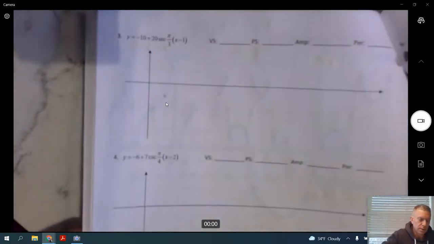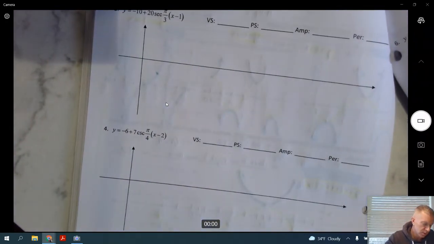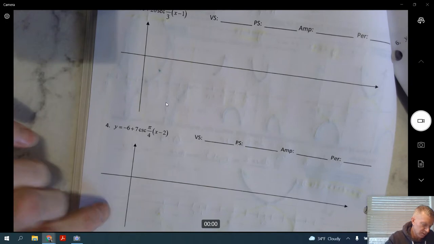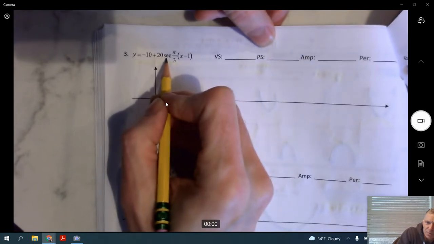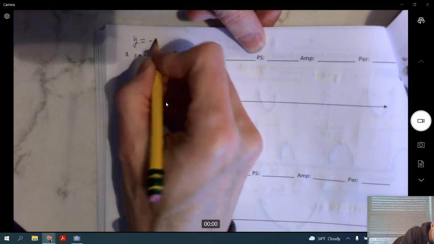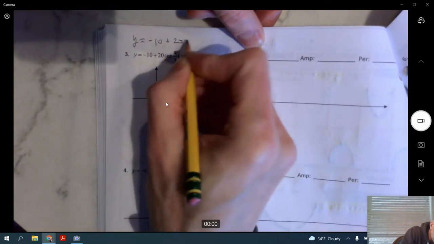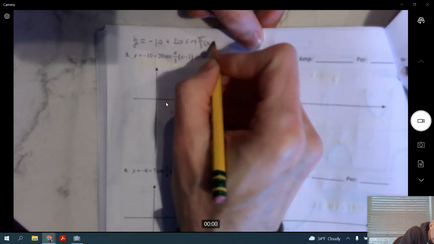And let's see. Let's do, maybe I won't do all of these, but I will post answers for you. But let's do maybe one more of these. Let's do number 3. And then we'll do a tangent and a cotangent. Okay. So this one's secant. So the reciprocal of secant is cosine. So we're first going to graph y equals negative 10 plus 20 cosine of pi over 3 times x minus 3.